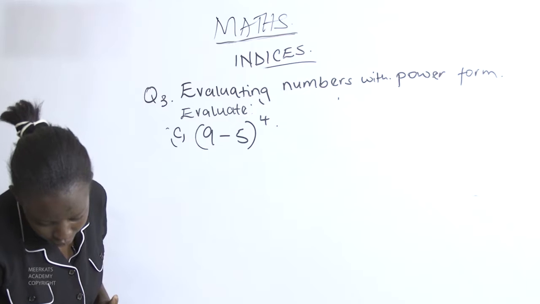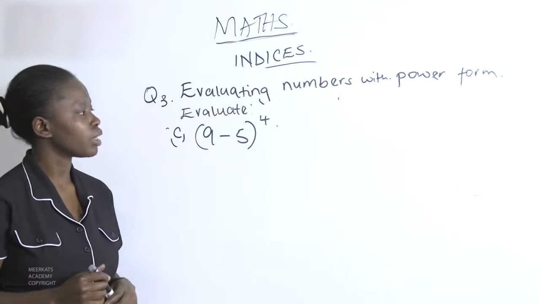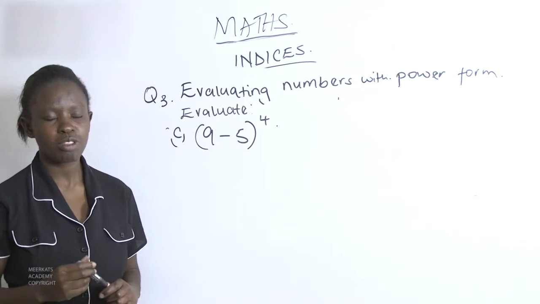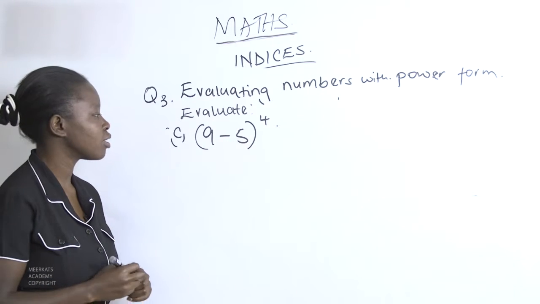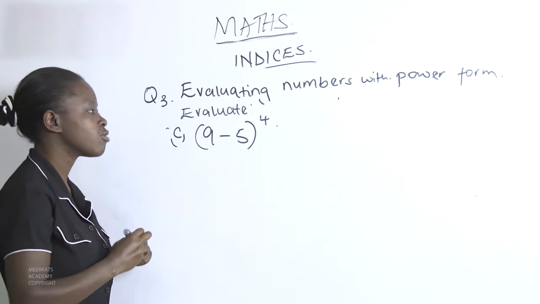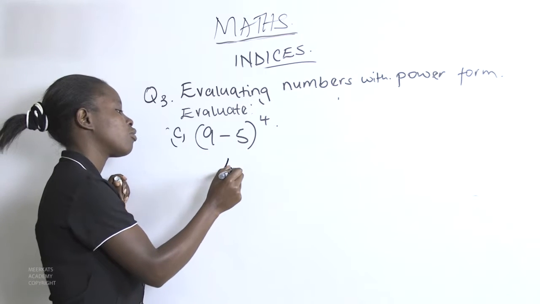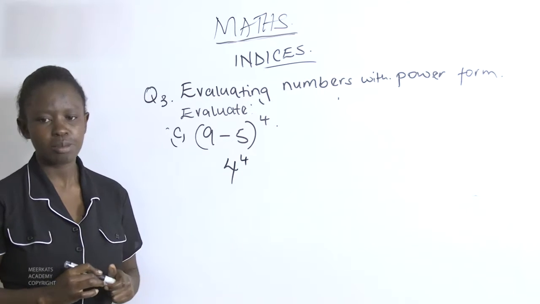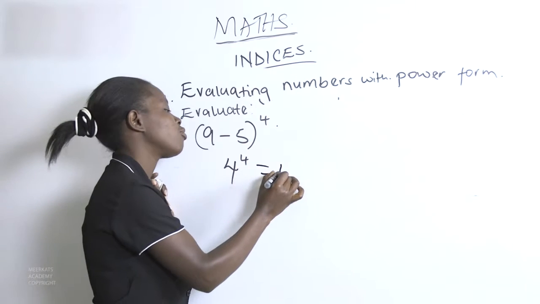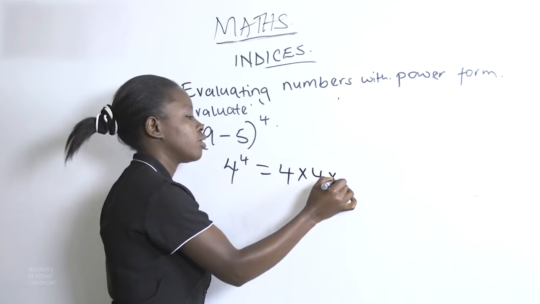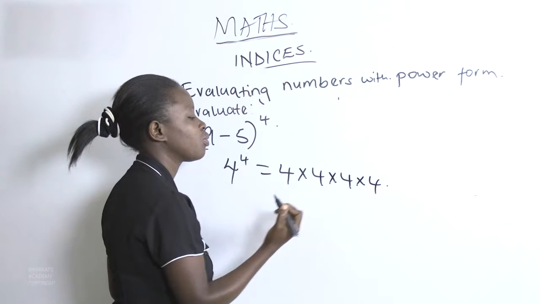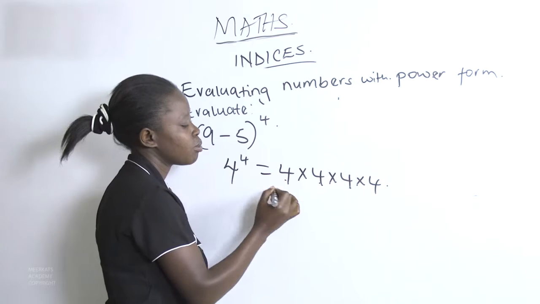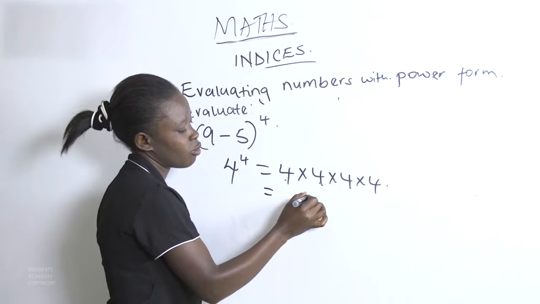Another sum we have is 9 minus 5, all to the power of 4. So we have the brackets. We simplify what is in brackets first. 9 minus 5 is 4. So 4 to the power of 4 means that our 4 is repeated 4 times. So I have 4 times 4 times 4 times 4. 4 times 4 is 16. 16 times 4 gives us 64.